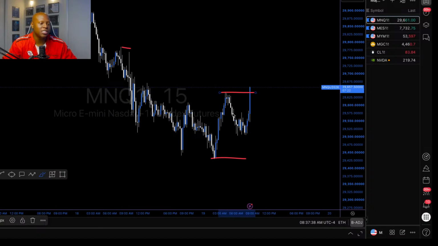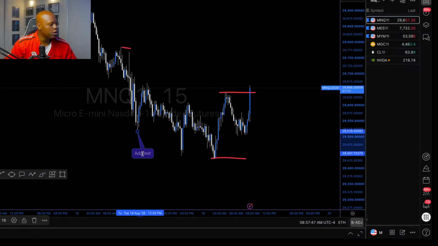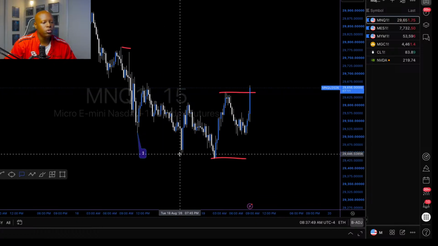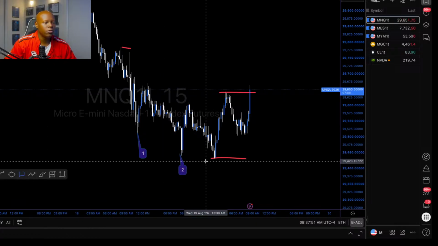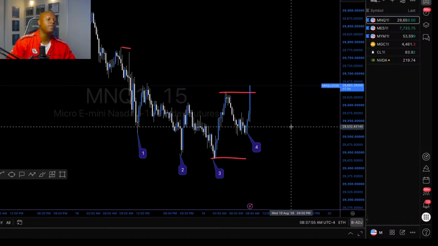Okay. Question, chat. We just broke our high. Where is our key area of interest low, chat? Talk to me. Where is the key low? Is it 1 here? Is it 2 here? Is it 3 here? Or is it 4 here? Where is our key area of interest low, chat?